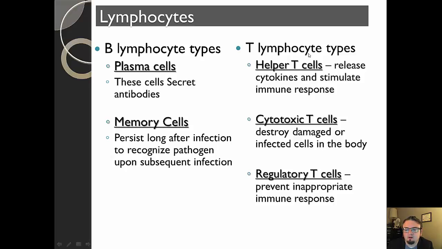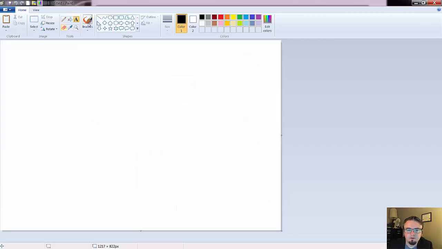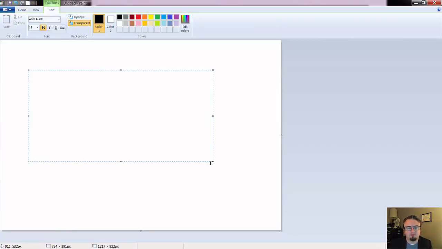T cells have 2 types of effector cells. You have a helper T cell and a cytotoxic T cell. These are both considered different forms of effector cells. They also have another type called a regulatory T cell, and then the other one I want to mention here, we also have memory T cells as well.